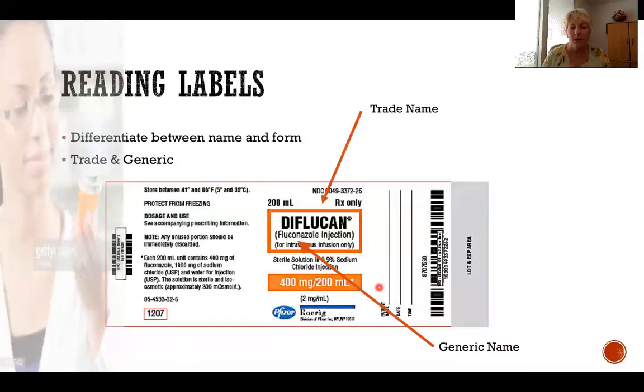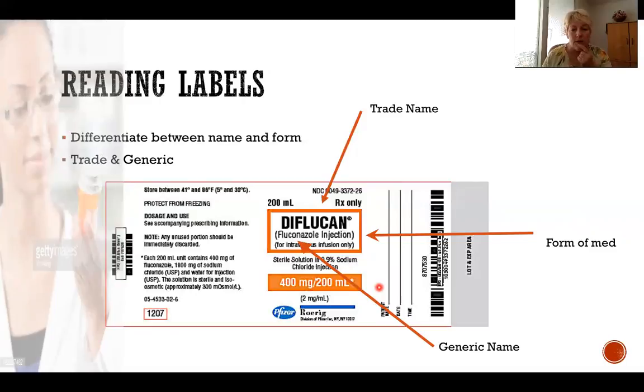And in this case, you can see that fluconazole has the word injection next to it, but this is the form of the medication. It is sterile solution. It's for injection. It is not part of the name per se, but it is the form that the medication is in, because Diflucan can actually be given orally. So it's important to know that this is not to be given orally. This is for IV administration. So you need to make sure that you're aware of that information.